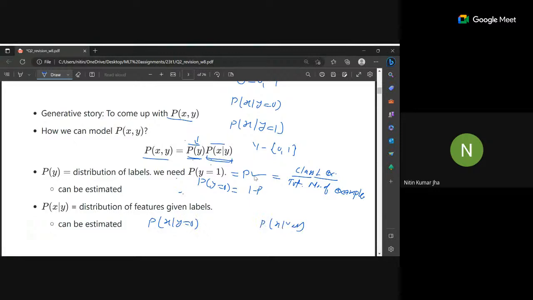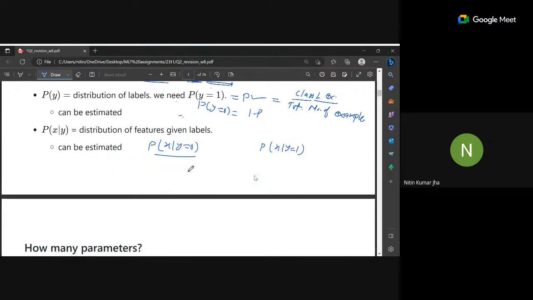Now, both will go in a similar manner, so just focus on this. Finding the distribution means what? We have the distribution P(x given y equal to 0). It means we are finding the PMF of this particular distribution. How many values are there in the range of this random variable? You can think of it as a random variable.